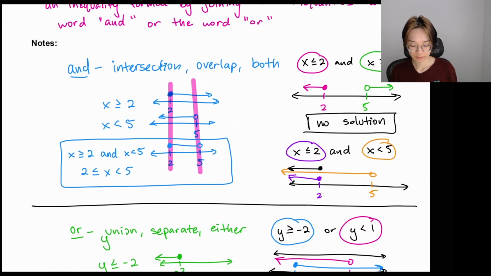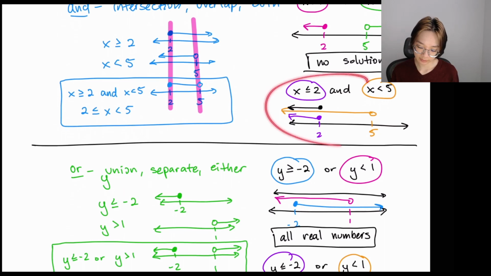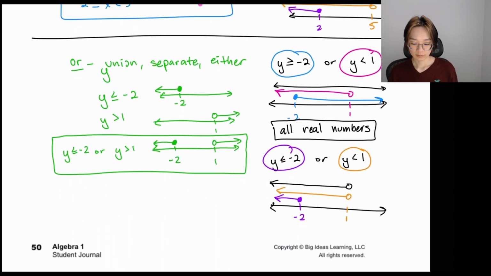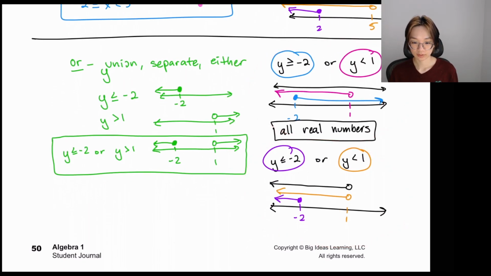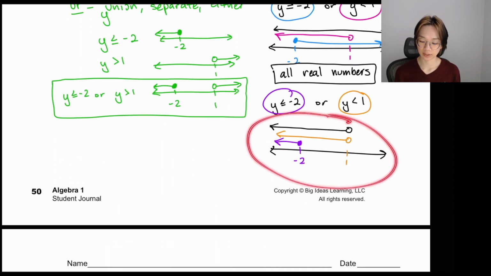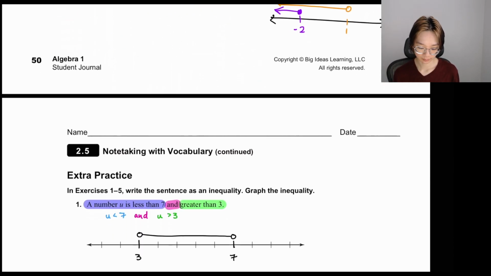There are some special cases. If you have an and, but they never overlap, it's no solution. If you have an and and they do overlap, but only one part, remember you're only graphing where they overlap. For ors, it depends on how they overlap, because it's just where one of them is true. If they go in opposite directions, it's all real numbers. If they go in the same direction, then it's basically the one that is more encompassing, the one that covers more space, because only one of them has to be true.